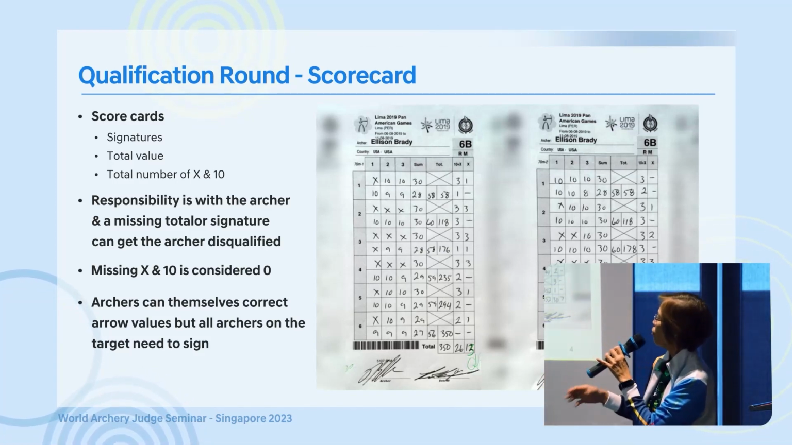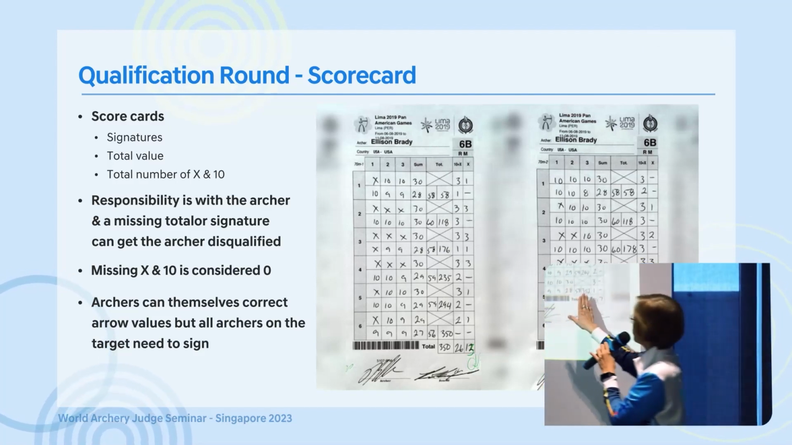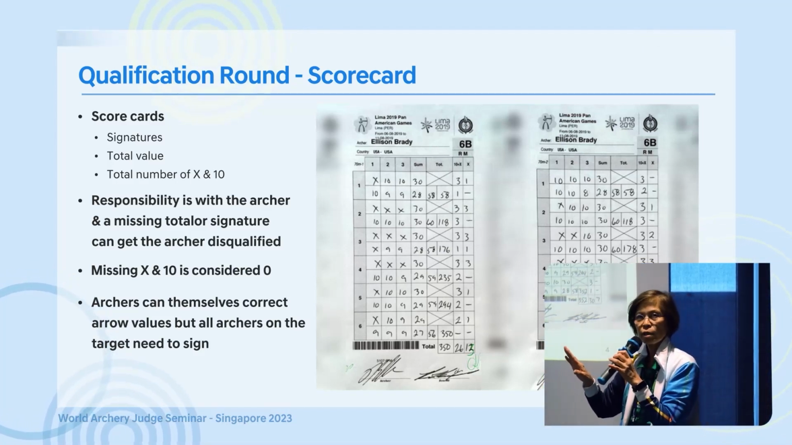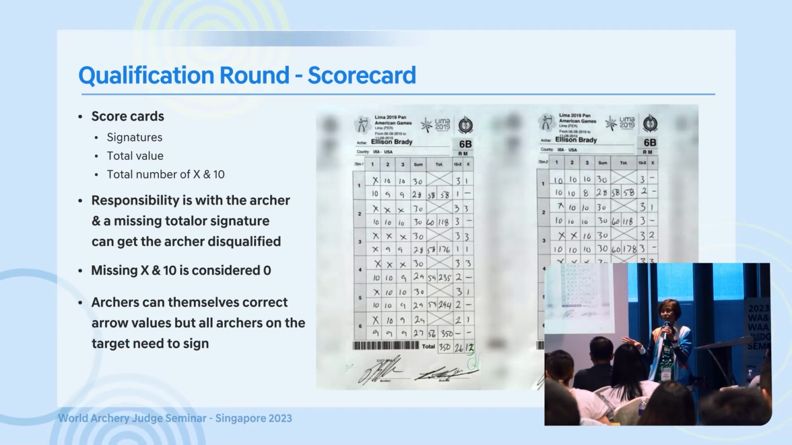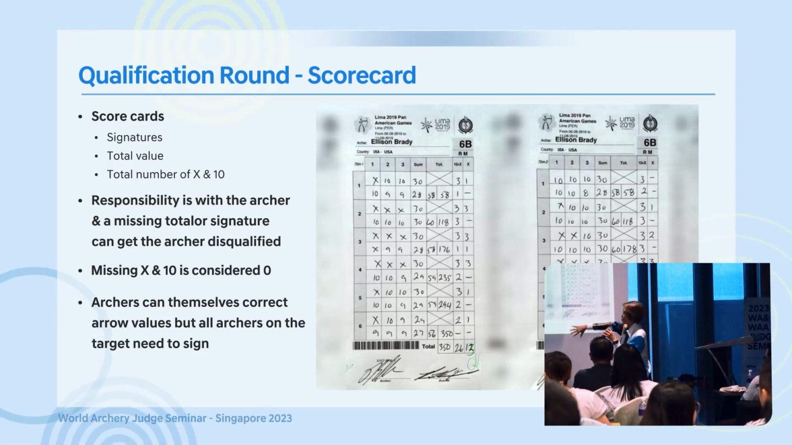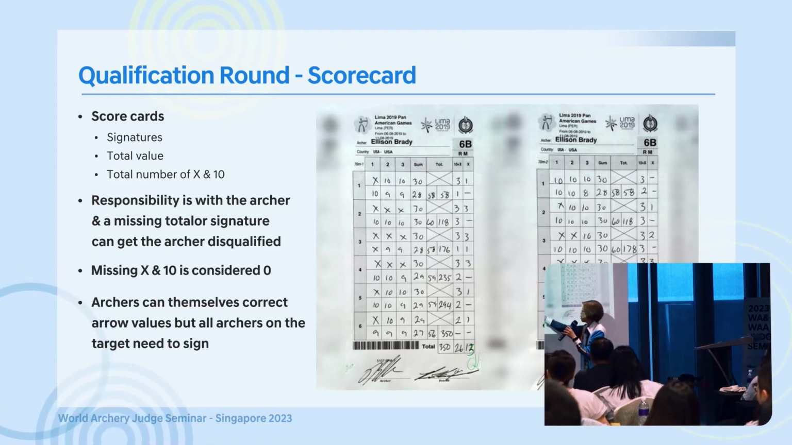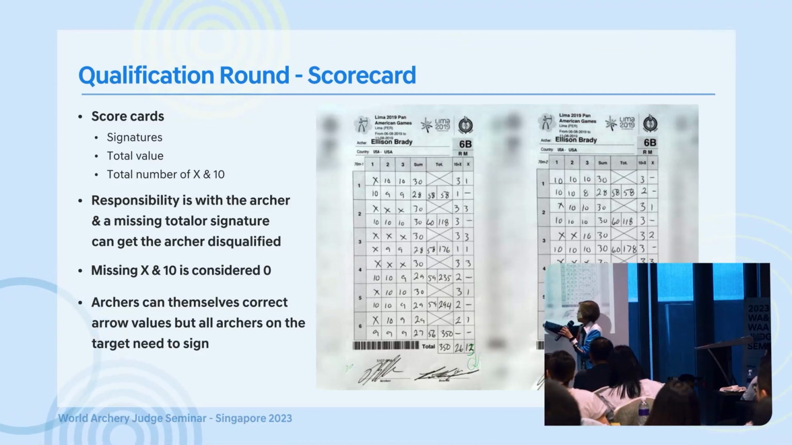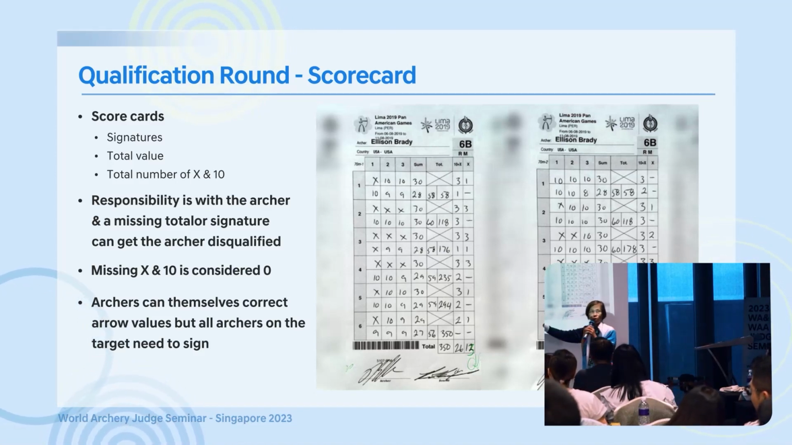Because if you don't have the total, sum total, what happens? So they will be disqualified. Yeah, even on the first round. So you need these numbers, you need these signatures. These are the 2 key things that have to be there. That's what results will look for.